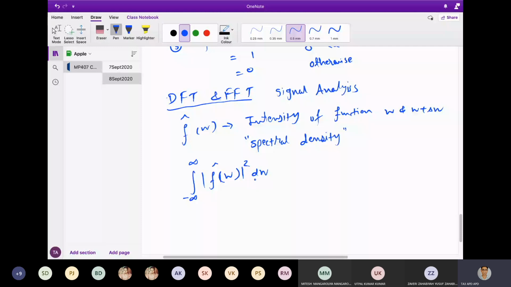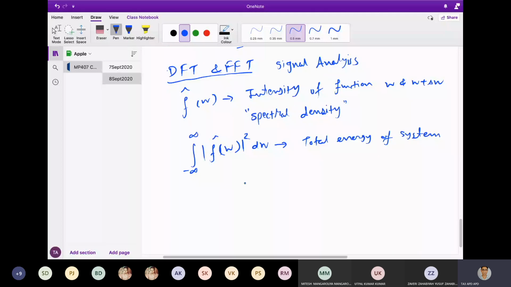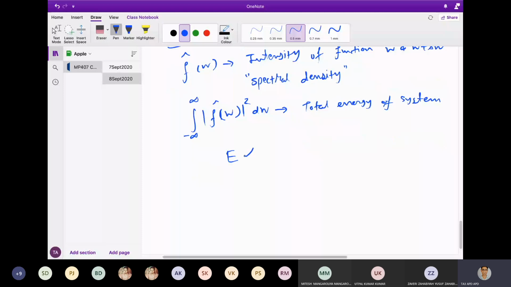I mean, this gives you the probability for the given spectral density, and if you multiply it by the element over which you are taking the integral, then it is associated with the total energy of the system. Okay, this whole integral. And we know from theory that energy is generally proportional to the amplitude square. I mean, in terms of wave analysis, energy is proportional to the amplitude square.